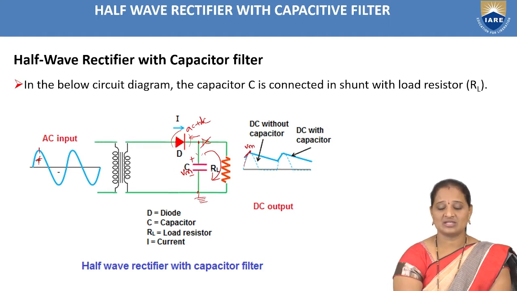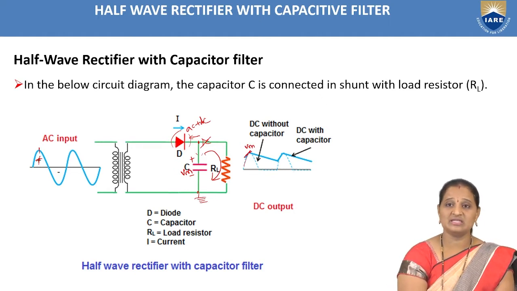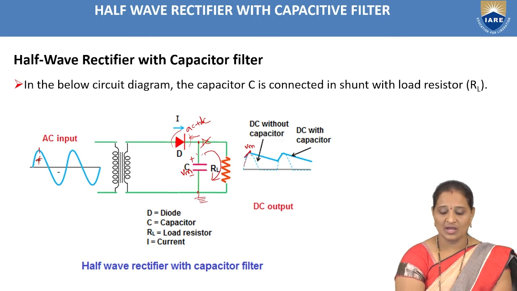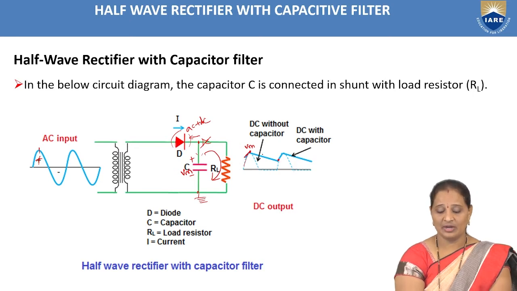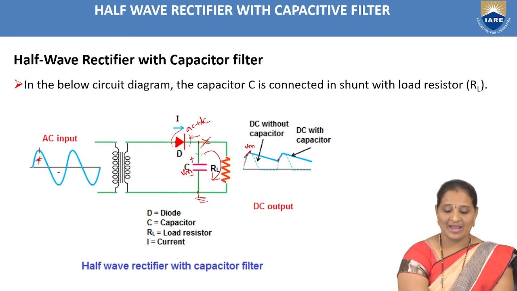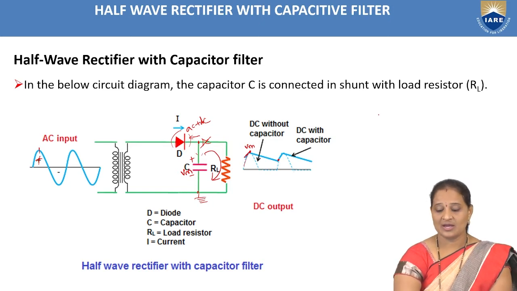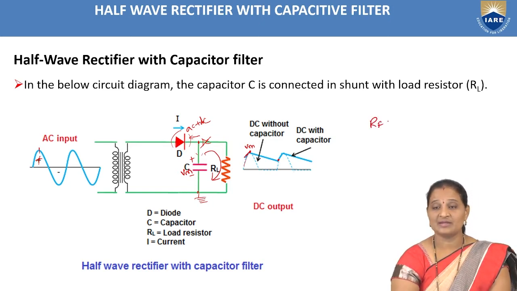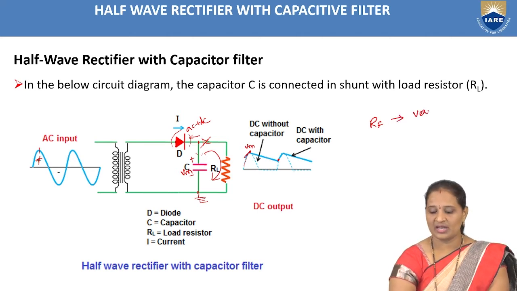Now the capacitor starts discharging, that means losing the charge stored by it. So it will discharge to its minimum value. So this is the discharging of the capacitor. And the charging happens when the diode is forward biased. When the diode is forward biased, the resistance offered by the diode is RF, which is very less.